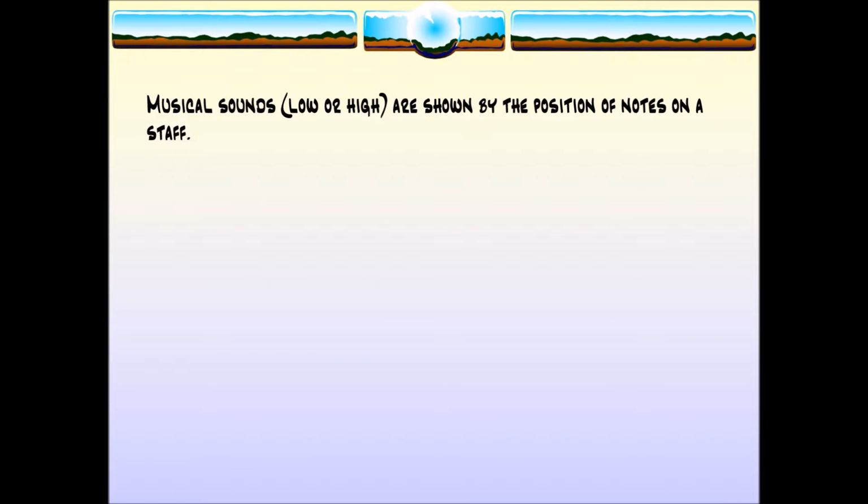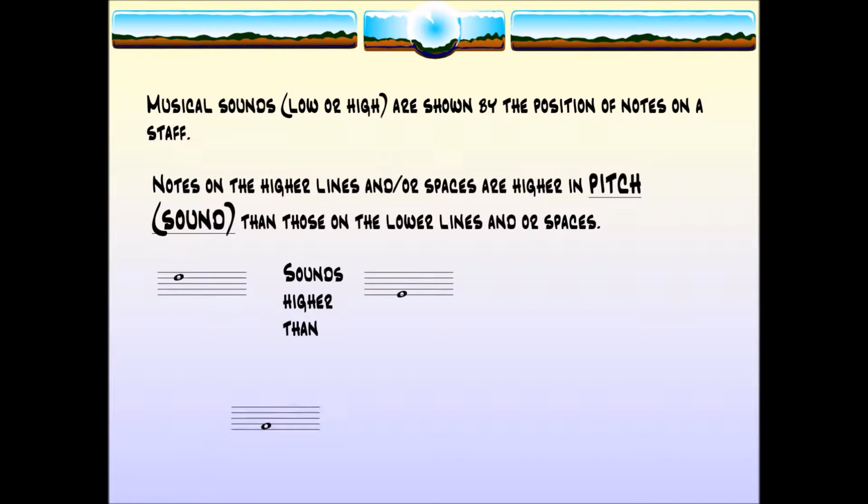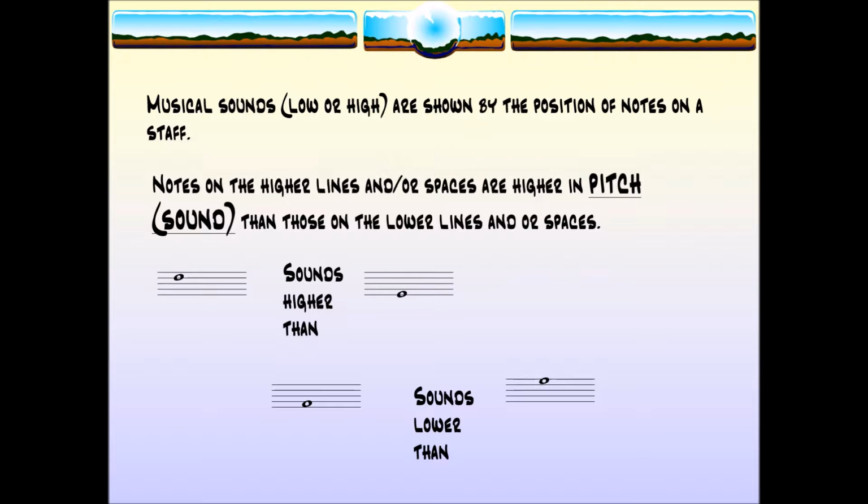Musical sounds, low or high, are shown on the position of notes on a staff. Notes on the higher lines and or spaces are higher in pitch, that is sound, than those on the lower lines and or spaces. That is, the note that's on the 4th line up sounds higher than the note that is on the 1st line. And the note that is in the 1st space sounds lower than the note that is in the 4th space.